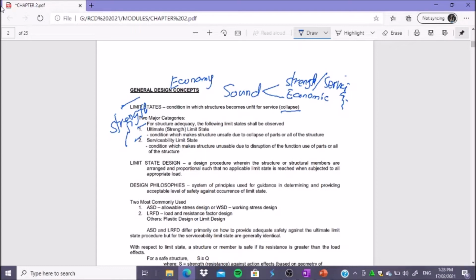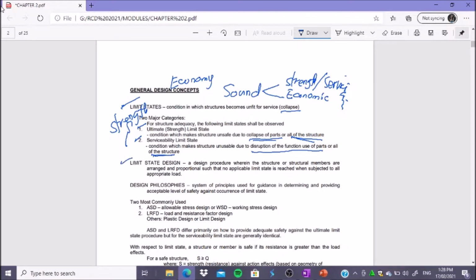So yung ultimate limit state is the condition which makes structure unsafe due to collapse of parts or all of the structure. Ibig sabihin pwedeng part lang ng structure or yung buong structure itself. While serviceability limit state is the condition which makes structure unusable due to disruption of the function or use of parts of the structure. So usually ito mga deflection ito.